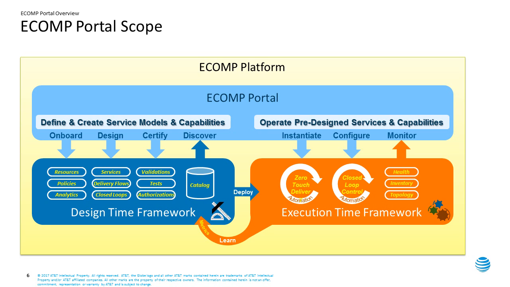So, on the right side, the execution time framework includes things like how you operate pre-designed services and capabilities. These include functions of instantiating, configuring, and monitoring these services. Some examples of monitoring include health checks, inventory, as well as topologies.